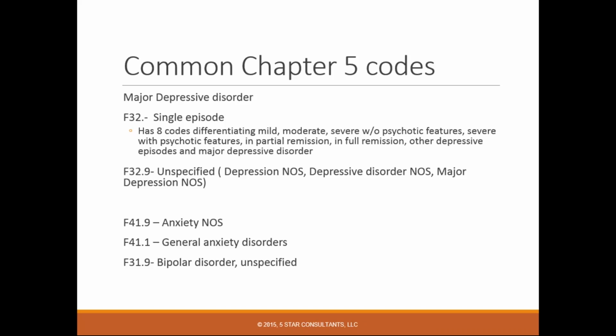Obviously, if the patient has had a psych eval, you're going to get more specifics. Other than that, I doubt if we will. And our anxiety, not otherwise specified, is F41.9. So that equals our 300.00. General anxiety disorders are F41.1, and there are many more of those. And then bipolar unspecified is F31.9. And again, if all you have is unspecified, it is okay to use it.